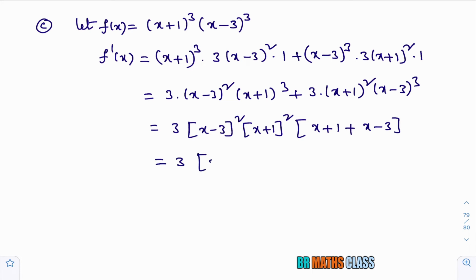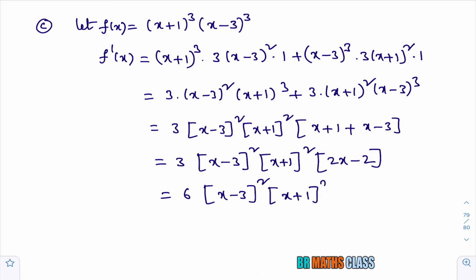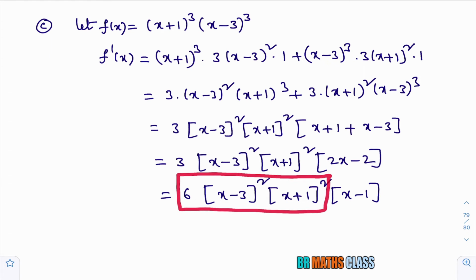That equals 3 times x minus 3 whole square into x plus 1 whole square into minus 3 plus 1, which is minus 2, so 2x minus 2. In this you can take 2 common and multiply with this 3. What you will get? That is 6 times x minus 3 whole square into x plus 1 whole square into x minus 1. This expression is clearly positive whatever real x value you take, because 6 is positive.